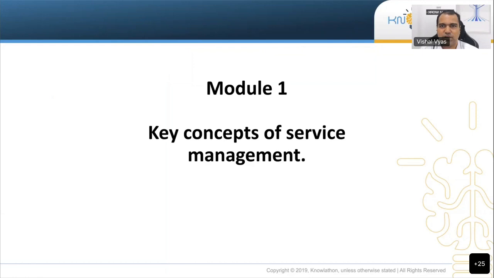Okay, so remember, these are generic concepts of service management, which have been there since before the time of ITIL. Let us understand fundamentally what is service. We are not necessarily talking about IT service. This is a generic definition of service.